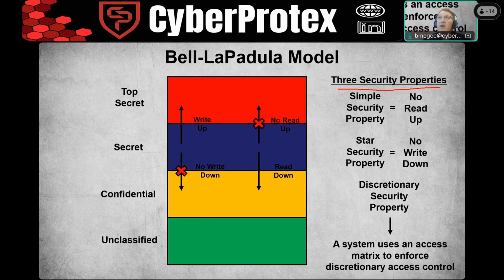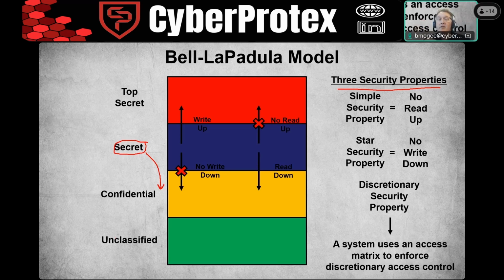Then there's the star property, the star security property, and that is the no write down. So a subject cannot write to an object at a lower security level. So it's no write down. If you have secret data, you can't publish any content to somebody that has a lower level of classification than you. So there's no read up, there's no write down.